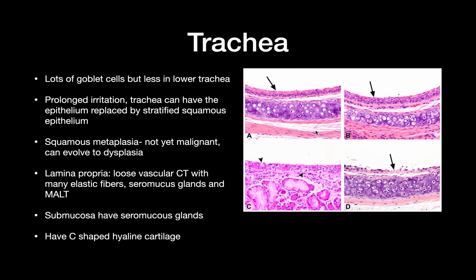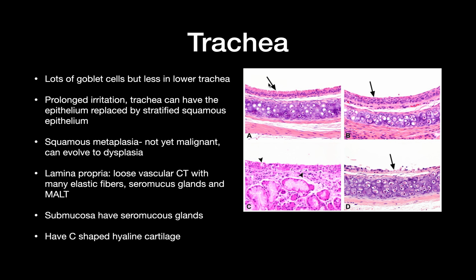So the lamina propria, as you can see here, is usually loose and is vascular. It has elastic fibers, of course, because the trachea is mobile, along with the seromucous glands in order to lubricate the trachea and kind of prevent antigens or pathogens from binding onto the trachea and invading. And they also have a lot of MALT, which is mucosa-associated lymphoid tissue, of course, because this is a canal that opens to the outside.